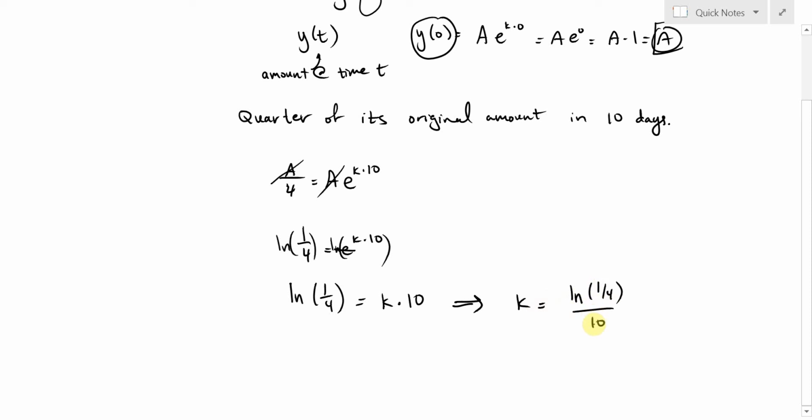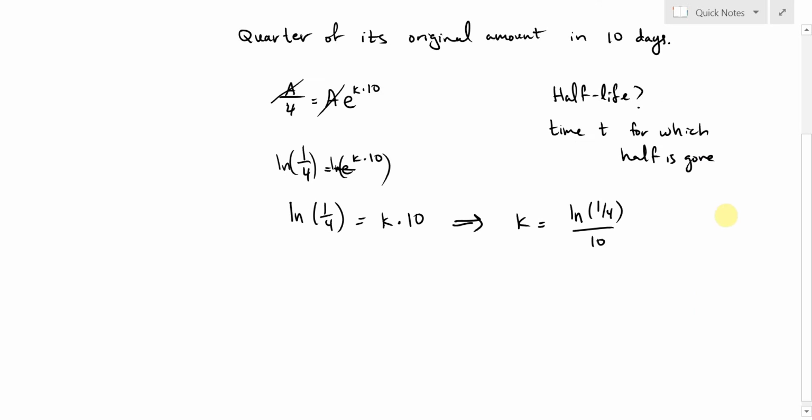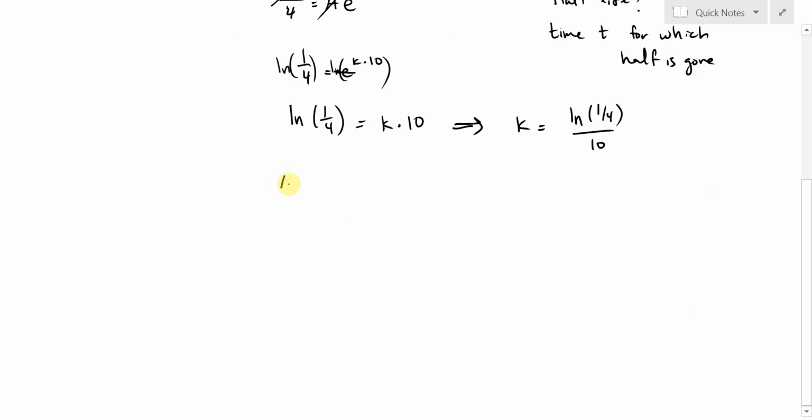Okay, but that's not what the problem asked us for. The problem asks us, what is the half-life? And what is the half-life? It's the time t for which half of it is gone. Or in other words, if half is gone, then that means there's half left. So what we really want to figure out is, when are we going to have half of our initial amount? So we plug that in, and sorry, there should be an a out front. This time we don't know what the value of t is.